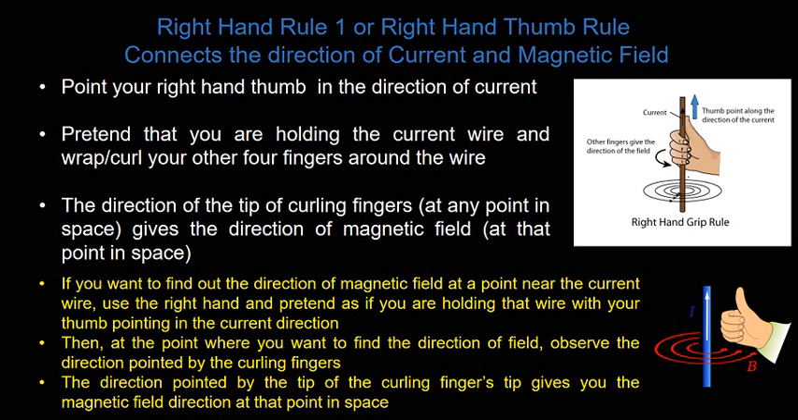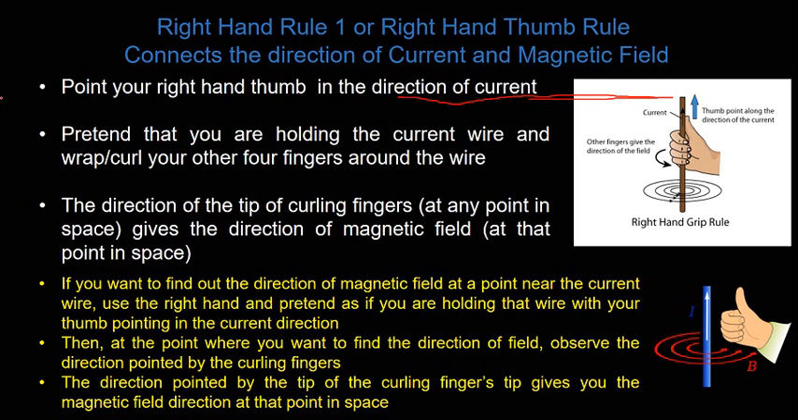In the top picture you can see that the current is pointing upward, shown by the blue arrow here, and the wire is shown in brown color. To find the direction of the magnetic field around the wire, we point our right hand thumb in the direction of the current. That's the first step we need to do.